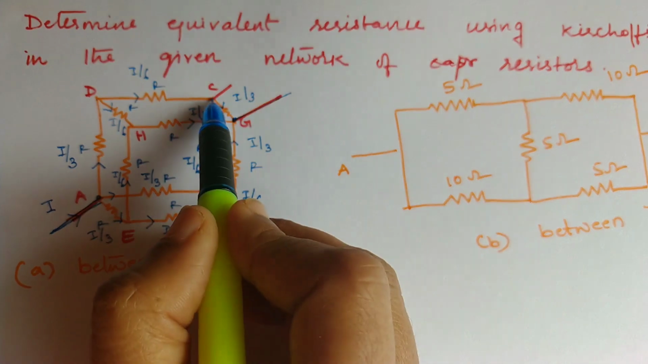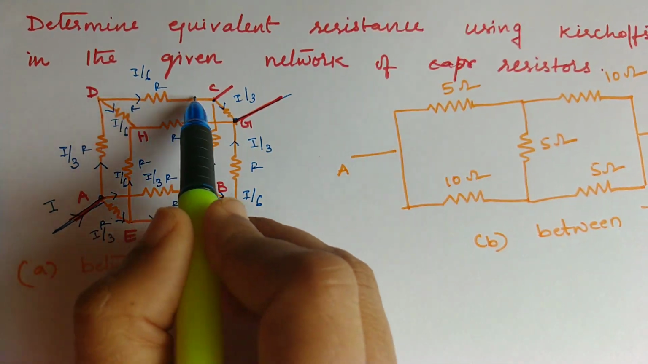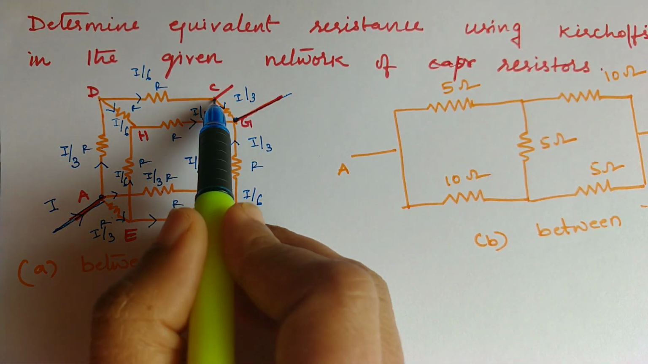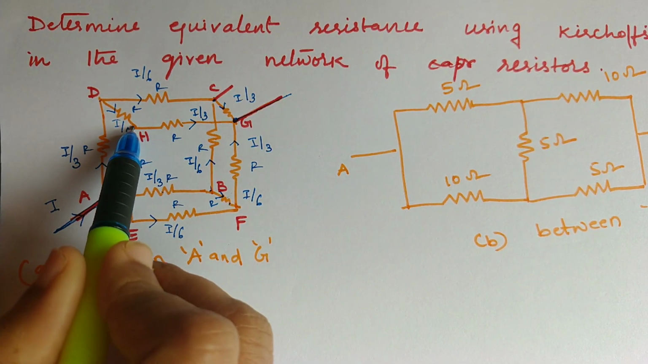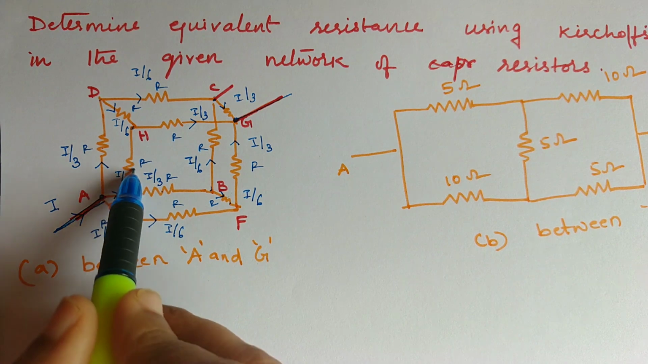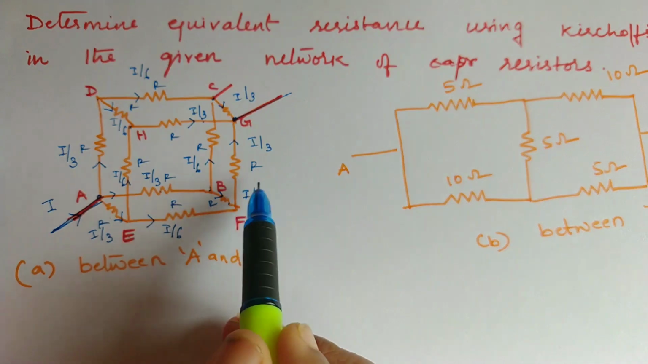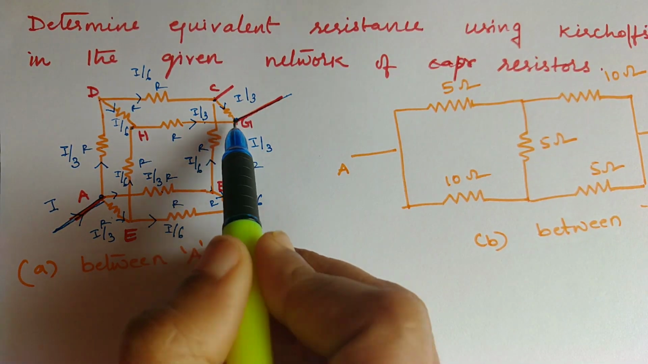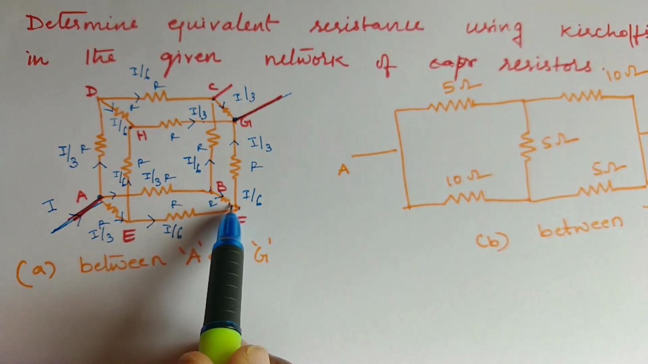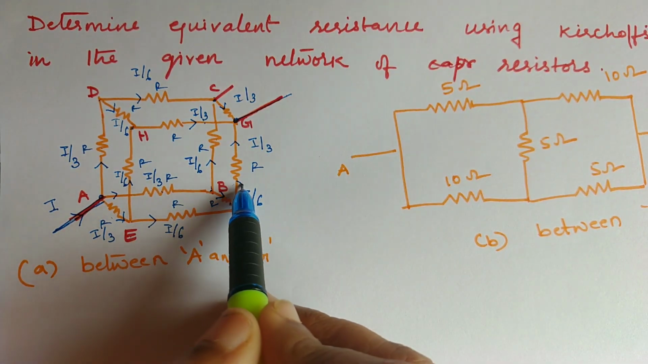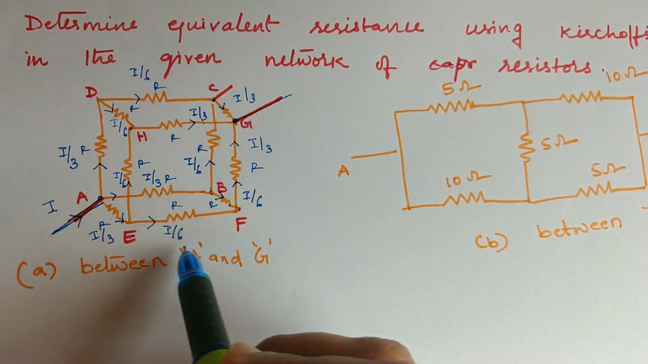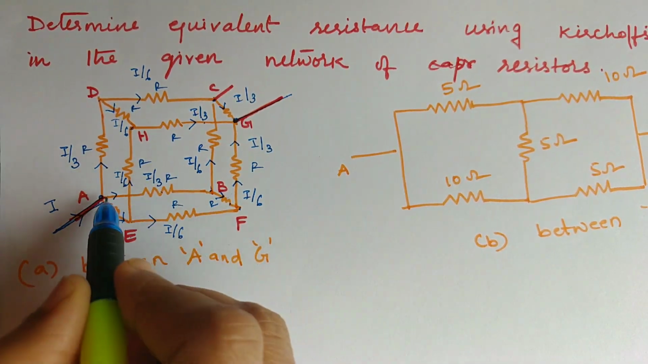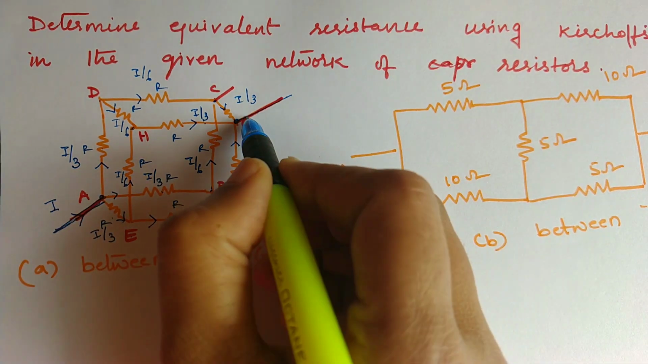Now look at the current reaching this junction C. From here I by 6, from down I by 6. Put together, are we getting I by 3? Similarly at junction H, I by 6 plus I by 6 is I by 3. Then again at this particular point F, I by 6 plus I by 6 put together, it is flowing as I by 3. So once you have distributed the currents, take the shortest path from A to F.